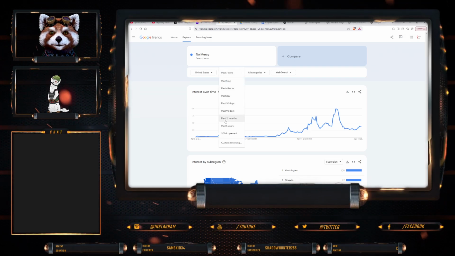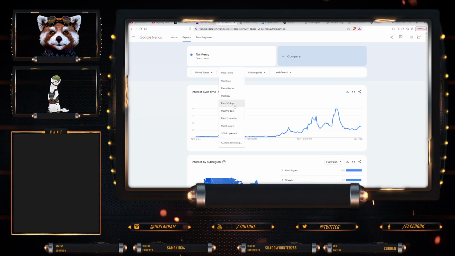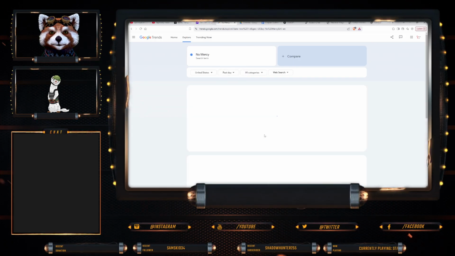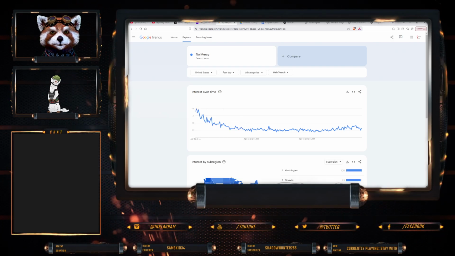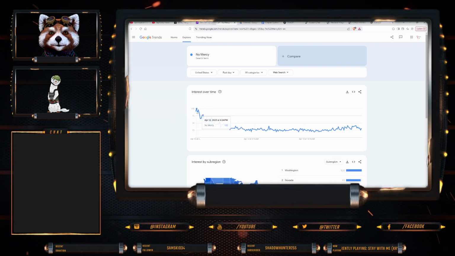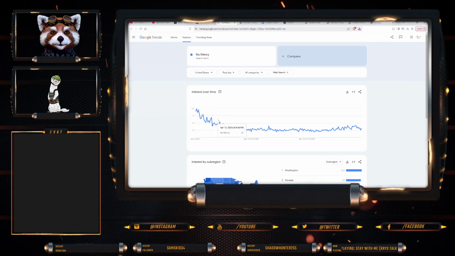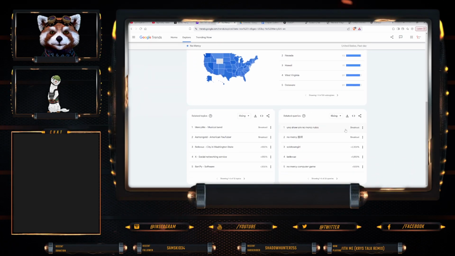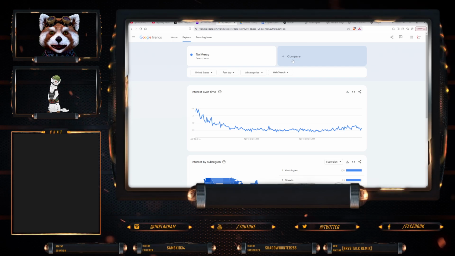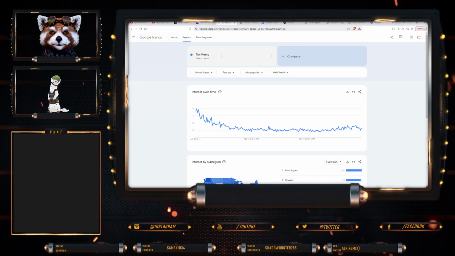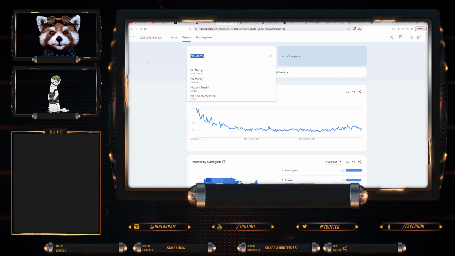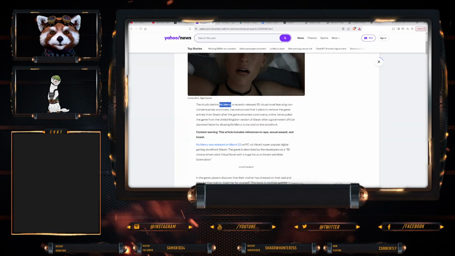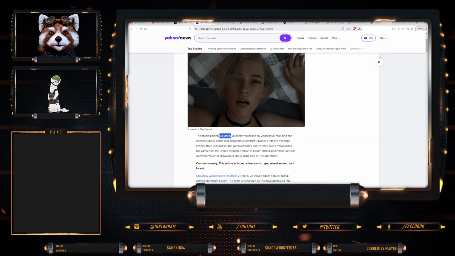So if we drop this to, say, past day, you can see it was around an hour ago, around 100, and it sort of got back down, and now it's down to around 30 and stuff like that again. So they have caused it to basically jump. You know, at the end of the day, congratulations, feminists. You made everybody aware of this video game.